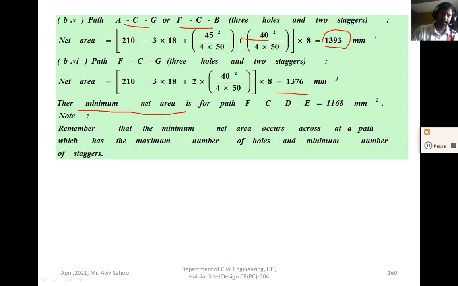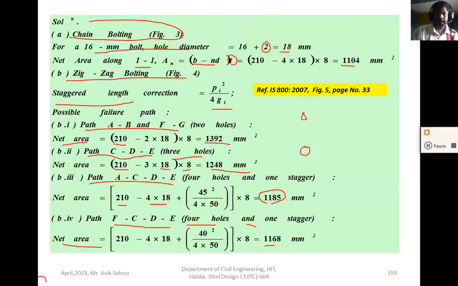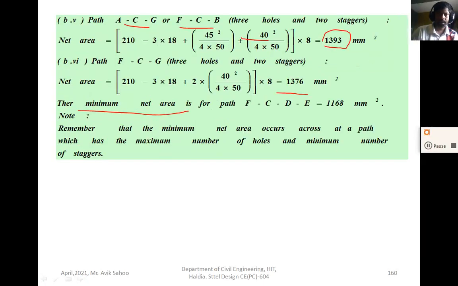Now the minimum net area is for path FCD. Which path has minimum area? You see that this is FCD, 4 holes and 1 stagger. So this path gives the minimum area, and this minimum area you have to consider to find the tensile strength of the member.